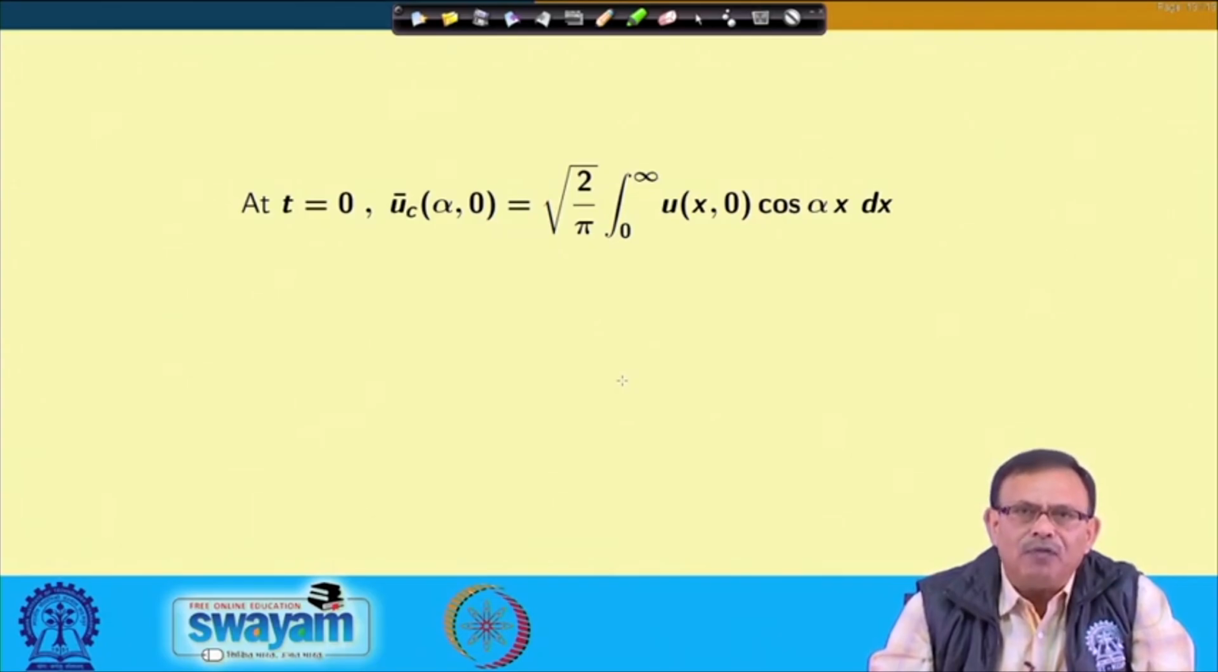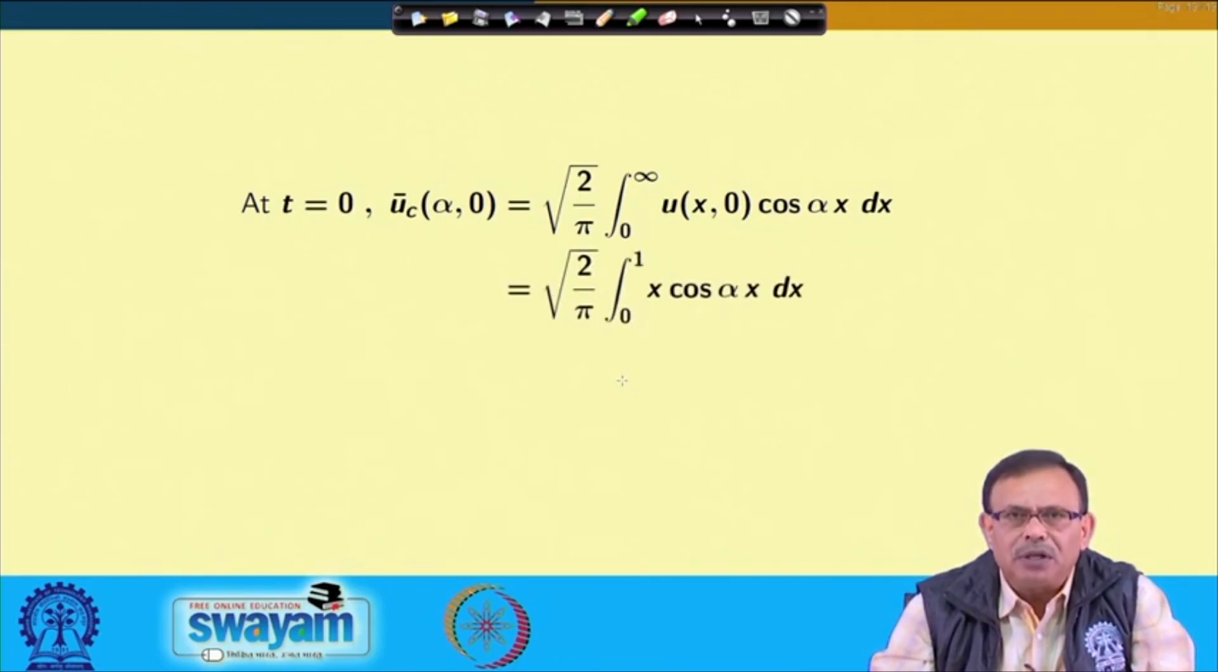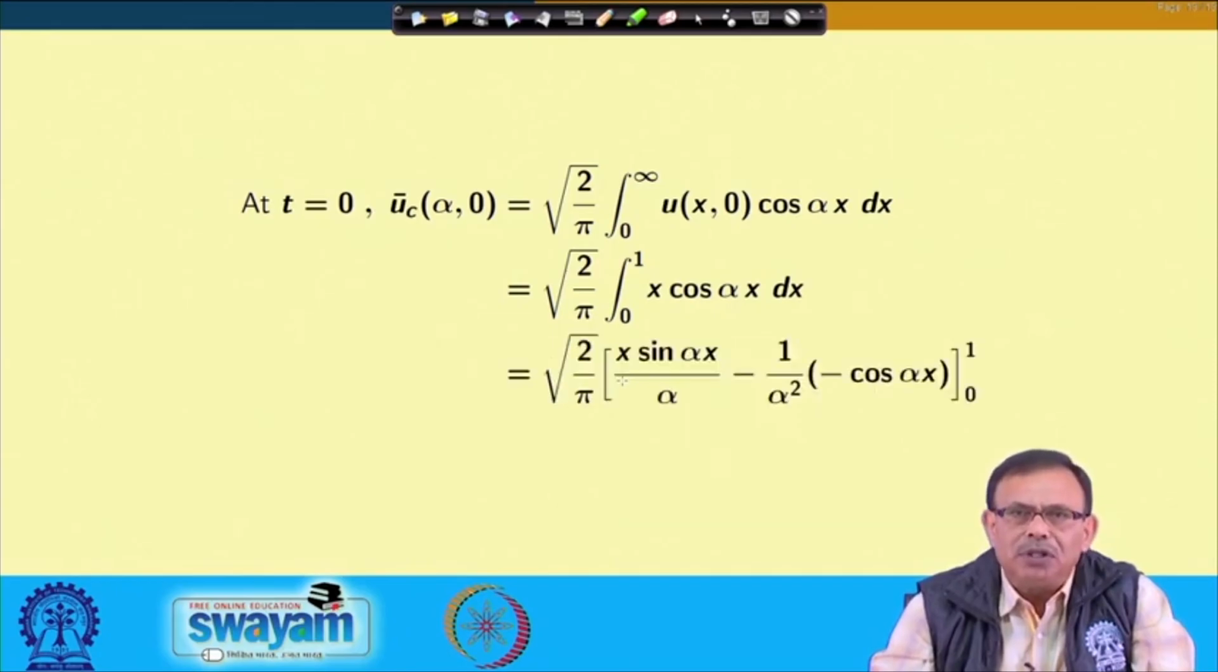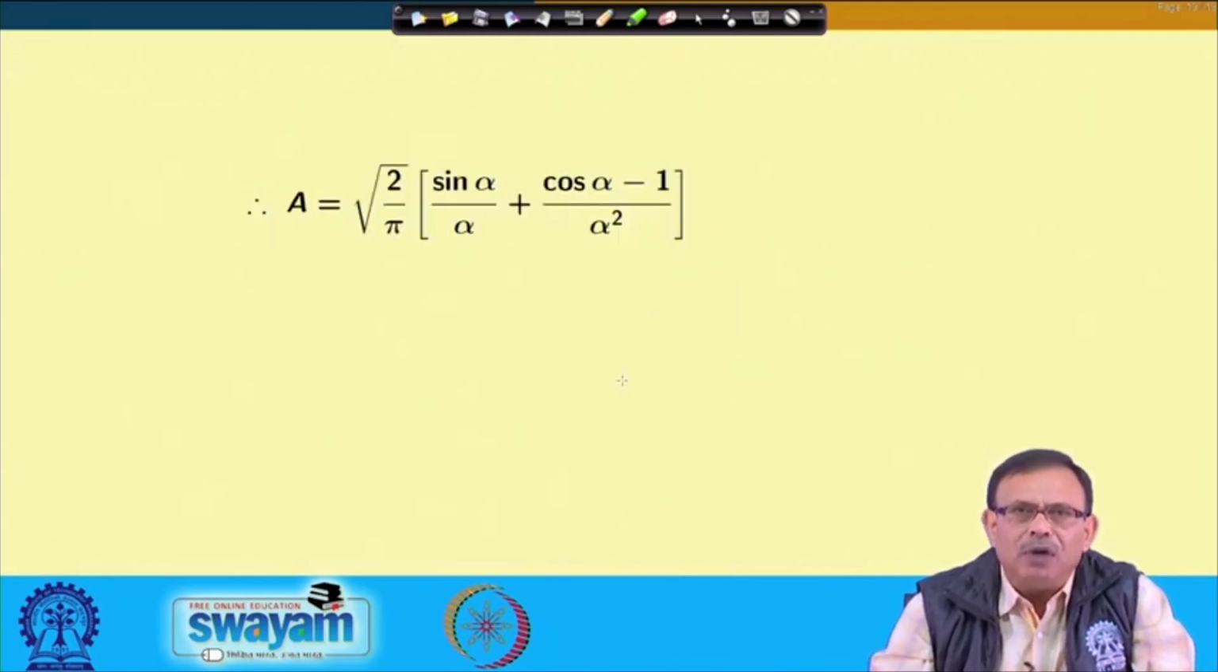So, I have to find out the value of the constant a. For that, I am finding at t equals 0 what is the value of u bar c alpha 0. So, this is the integral from 0 to infinity u x 0 cos of alpha x dx, and we know u x 0 equals x in 0 to 1, otherwise u x 0 is 0. So, it boils down to this integral. If I evaluate the limit, I will obtain this function of alpha, and this is the value of a.